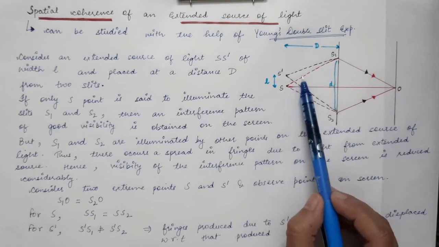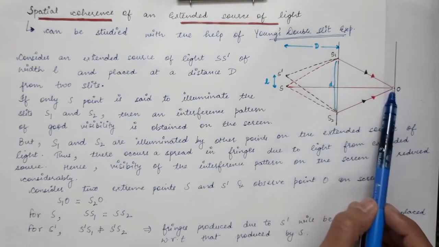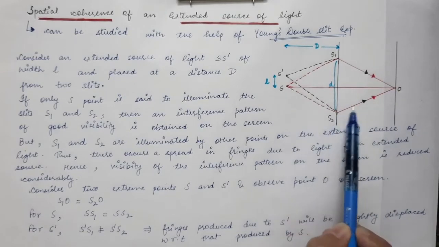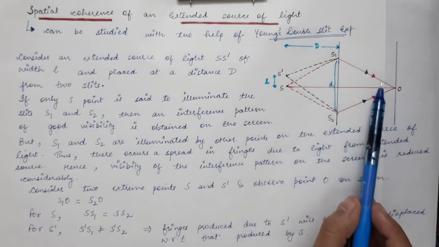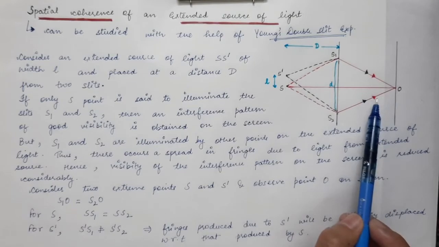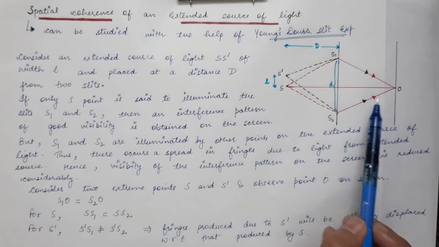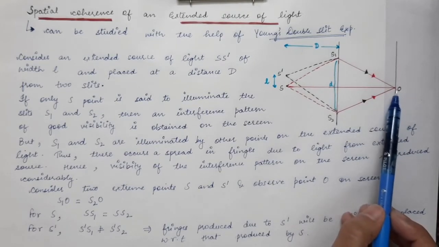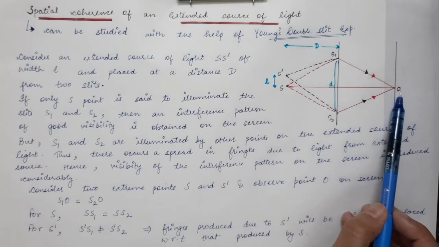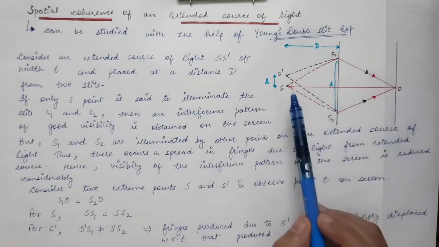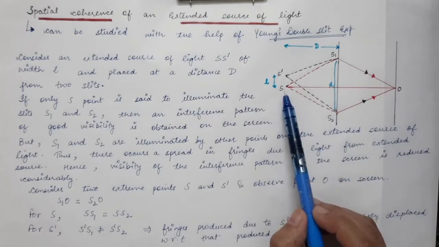The path traveled by the first light ray and the path traveled by the second light ray will be exactly the same. So the path difference will be equal to 0. So at the O point we will get a bright fringe due to the point source capital S.